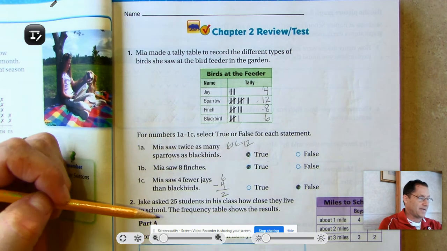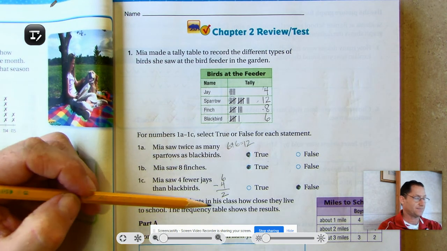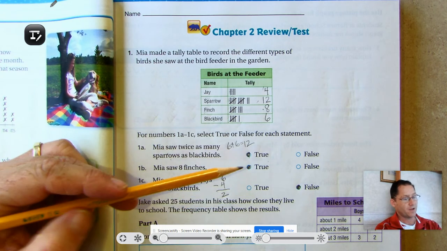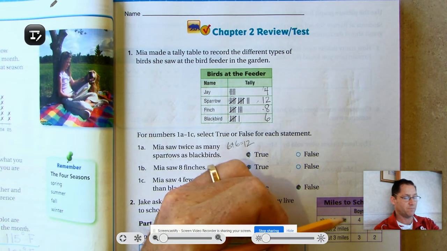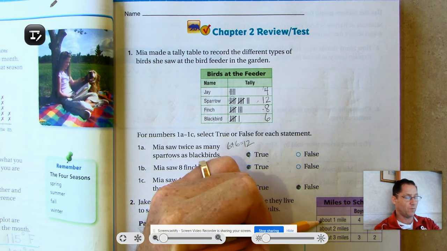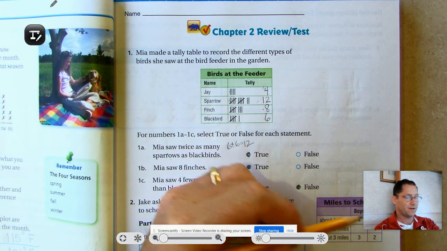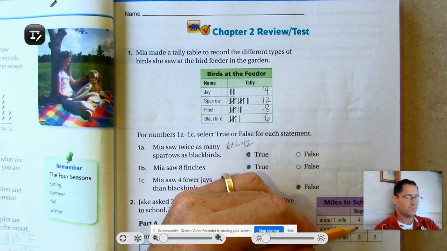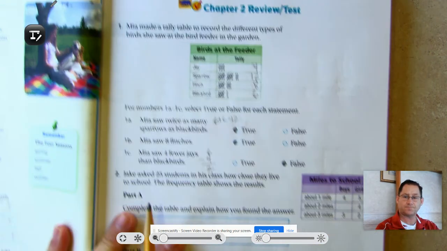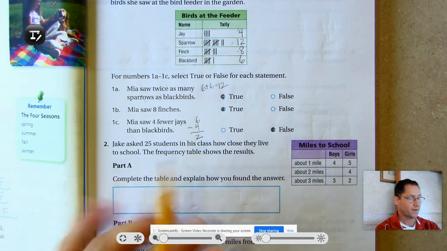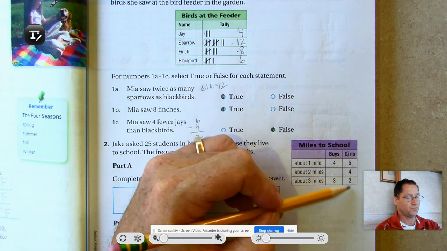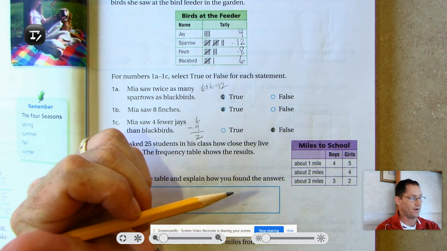All right, Jake asked 25 students in his class how close they lived to school. The frequency table shows the results. Okay, so we have miles to school. We have boys and girls. 4 boys live about a mile away. 5 girls live about a mile away. About 2 miles away, right now there's nothing written in for the boys. For the girls, there are 4. About 3 miles away, 3 boys live about 3 miles away, and 2 girls live about 3 miles away.